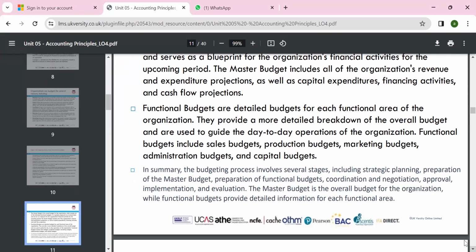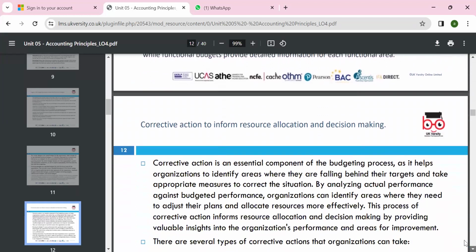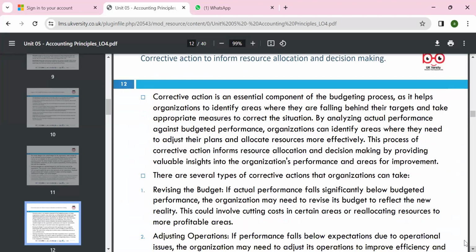In summary, the budgeting process involves several stages. We said planning, preparation, master budget, coordination which requires negotiation, approval, implementation, and evaluation. The master budget is the overall budget of the organization, with functional budgets for each functional area. Okay, when we're making the budget, we'll carry on taking the corrective action.